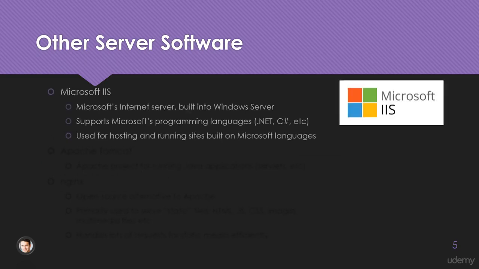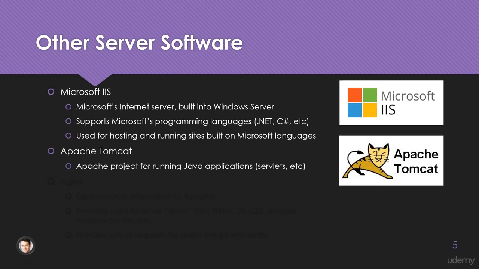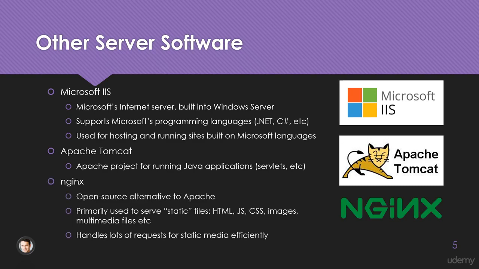Another server software is Microsoft IIS, which is built into Windows Server and also supports Microsoft's own programming languages. It's often used for hosting and running sites built on Microsoft languages, but it also supports a whole bunch of other languages, such as PHP and other services. And there's Apache Tomcat, which is typically used for running Java applications on the server side. And then there's a newer one called Nginx. Not really newer, but it's grown popular recently, and it's another open source alternative to Apache.